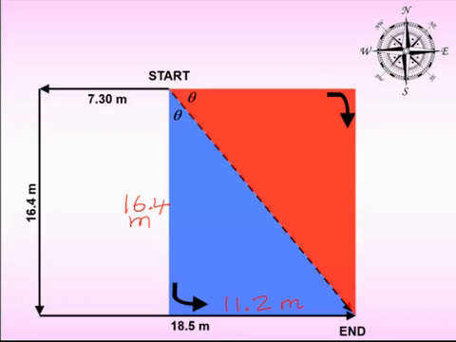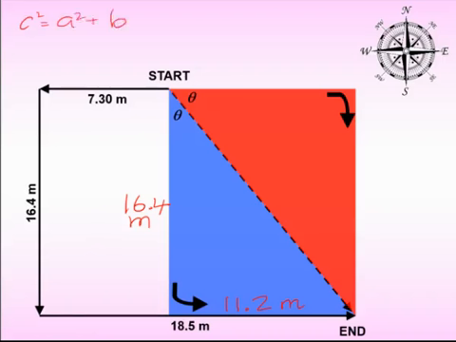Okay, so I don't think I have another slide next to this, so I'm just gonna do it on this slideshow. Okay, so I'm gonna do it up here. So c squared equals a squared plus b squared, which is... I'm gonna choose a to be this.